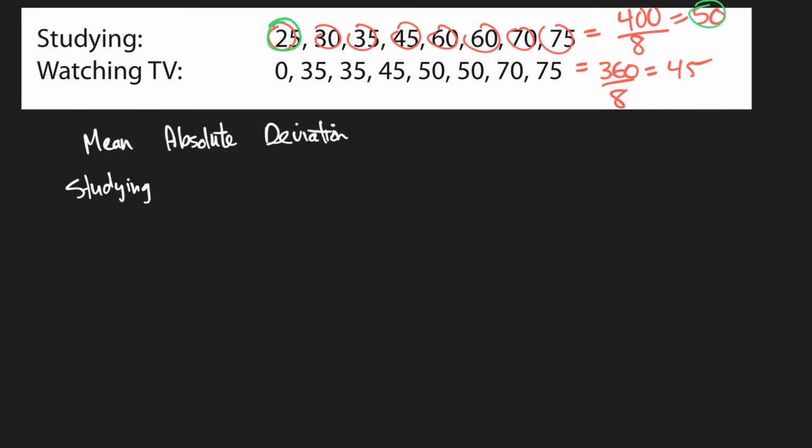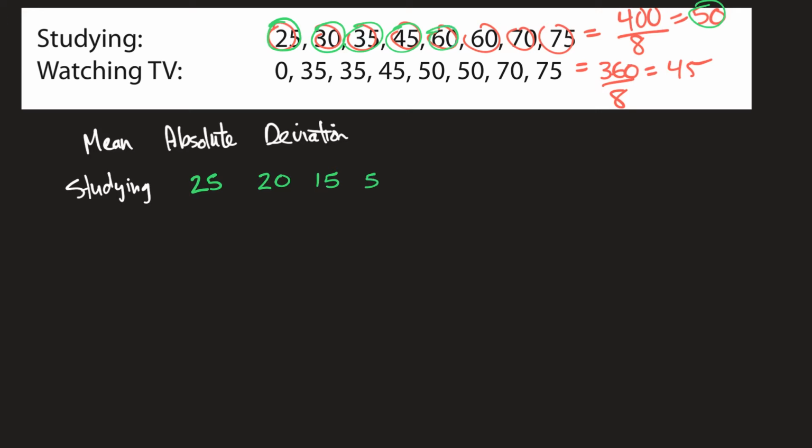What is the distance between 25 and 50? It's 25. So I write 25. This is the deviation part of the mean absolute deviation. How far does each number deviate from the mean? Well, that deviates 25. How far does 30 deviate from the mean of 50? Well, that's 20. The difference between those two numbers is 20. And the difference between 35 and 50 is 15. And 45 and 50, well, that deviation or that difference is just 5.